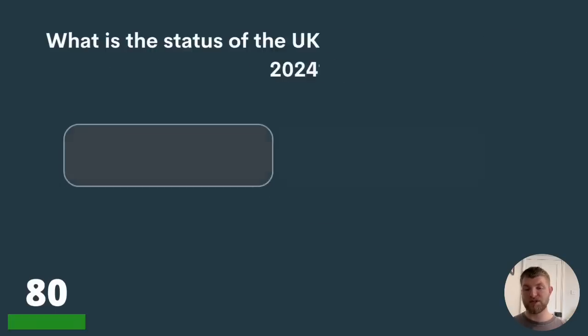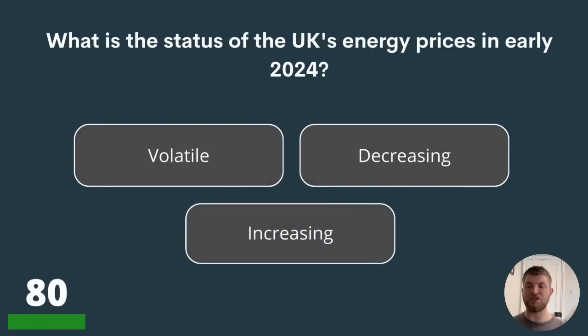80. What is the status of the UK's energy prices in early 2024? Volatile, decreasing, or increasing?